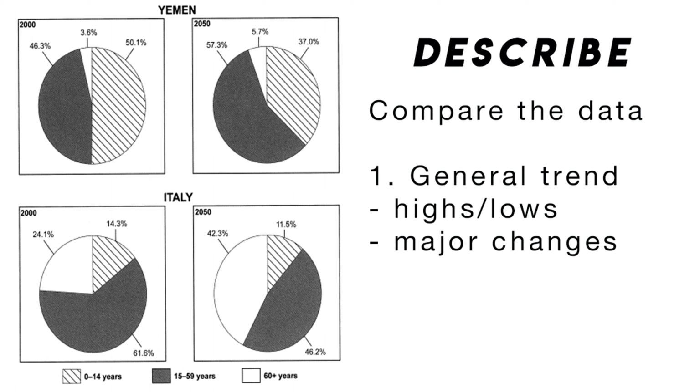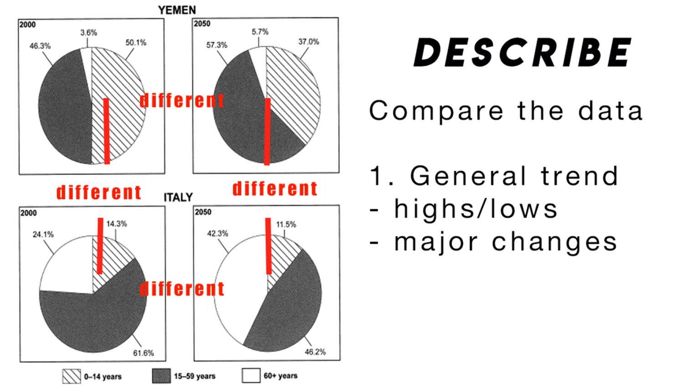If there are many changes, or no single one seems to be the most significant, you can be a little vague. Personally, I feel that both Yemen and Italy are different, and they both underwent big changes. I simply state that there are lots of differences and do not give any more detail than that.